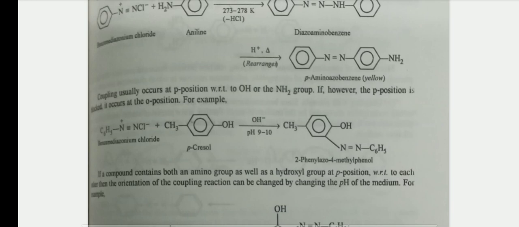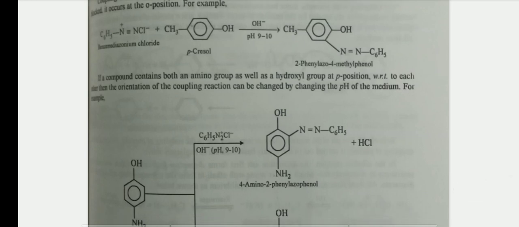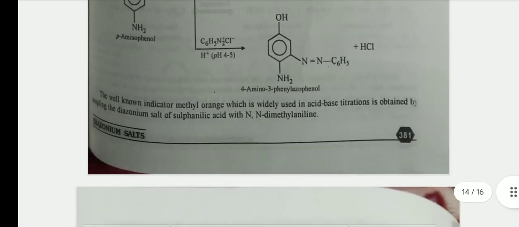If, however, the para position is blocked, it occurs at the ortho position. If a compound contains both an amino group as well as a hydroxy group at para position with respect to each other, then the orientation of the coupling reaction can be changed by changing the pH of the medium. The well-known indicator methyl orange, which is widely used in acid-base titration, is obtained by coupling the diazonium salt of sulfanilic acid with N,N-dimethylaniline.